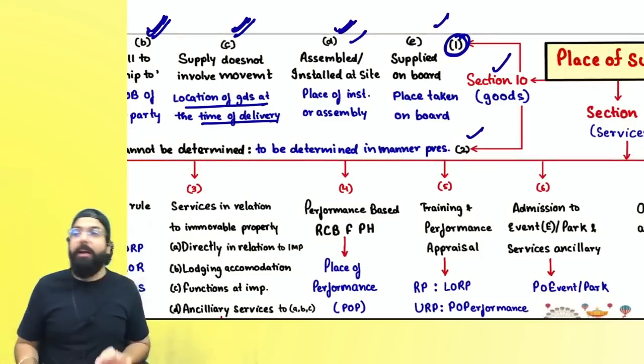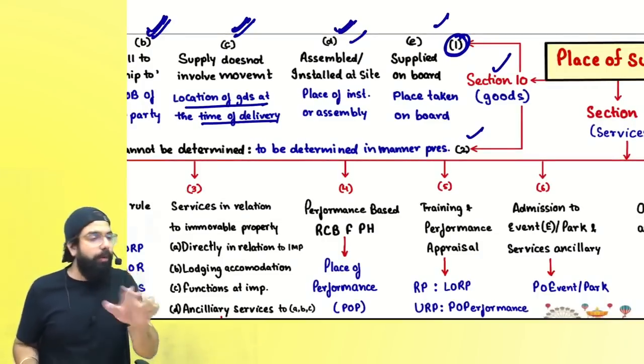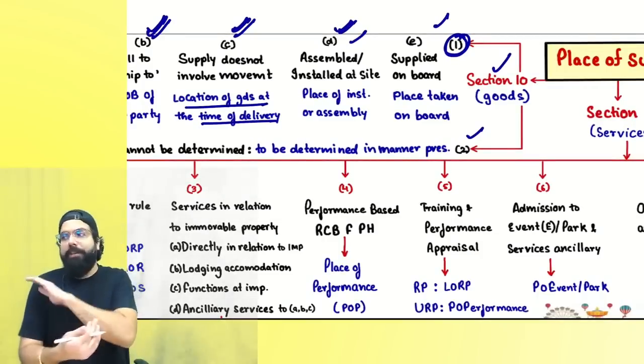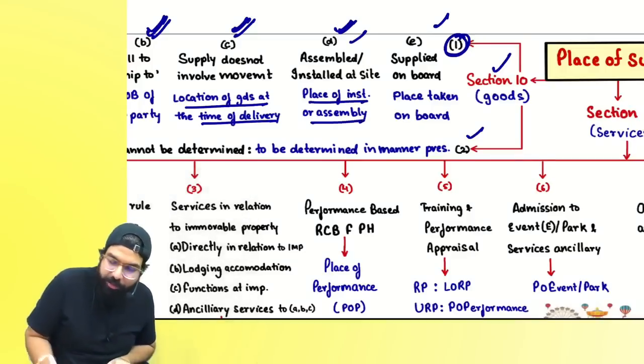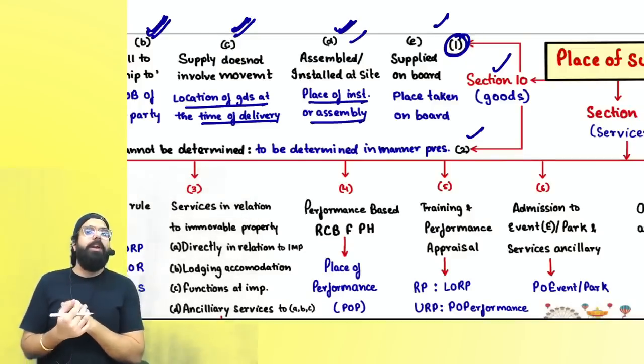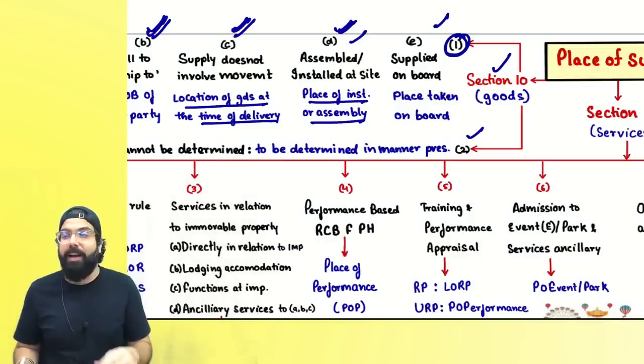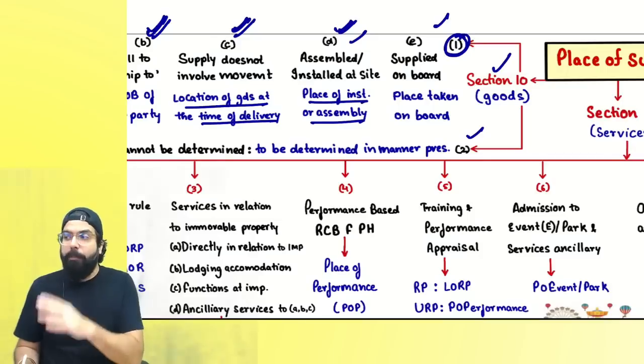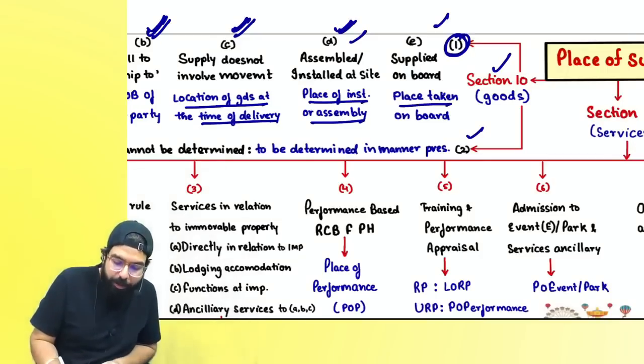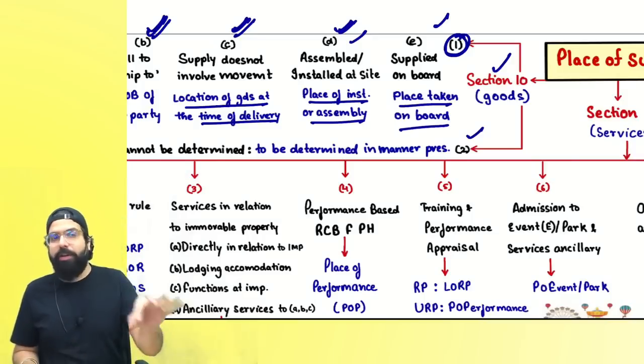In case goods are assembled or installed at site, always remember section number 10(1)(d) says the place of supply will be place of installation or assembly. Section number 10(1)(e) talks about whenever goods are supplied on board, might be an aircraft, might be a bus, anything on board a conveyance, the place of supply will be where they are taken on board. Section number 10(1) done.